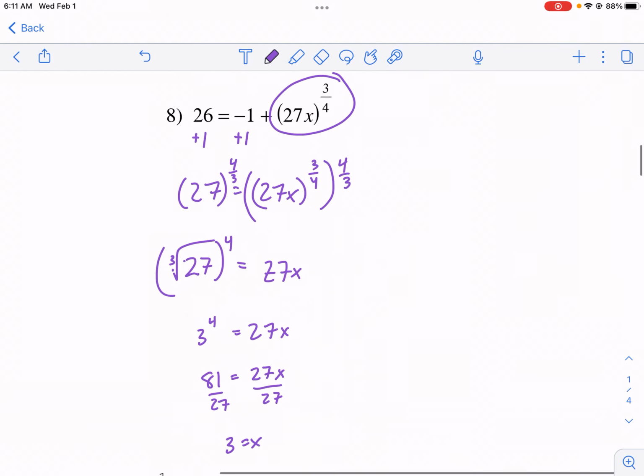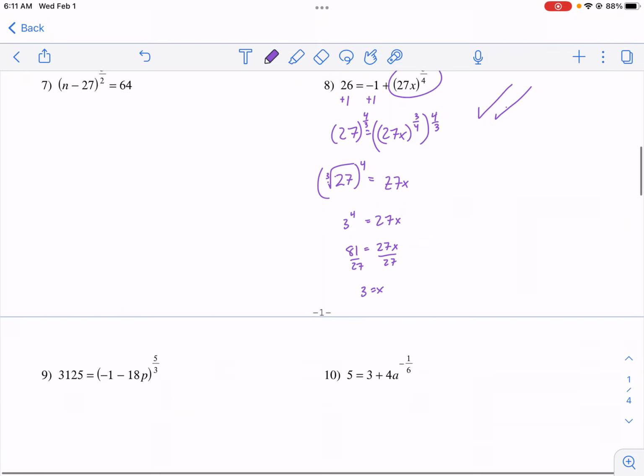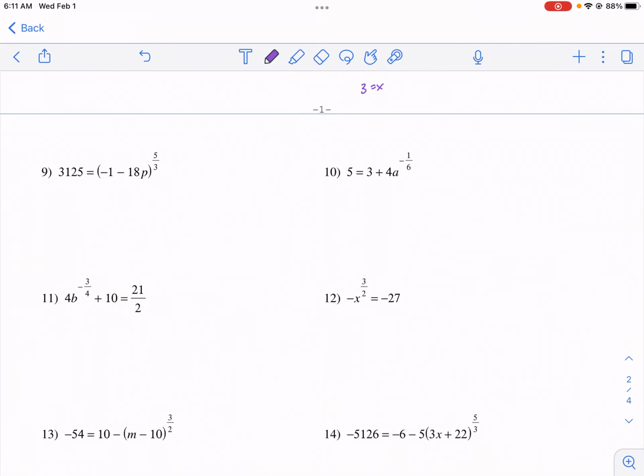Check your answer, so I can plug in 3. 27 times 3. I'm just typing this into my calculator. Make sure you check for extraneous roots. So I get 3 times 27 equals 81, and then I raise this to the 0.75 power and plus negative 1, and it does. It checked out. Check, check, check. All right, let's move on to some of these tougher examples.